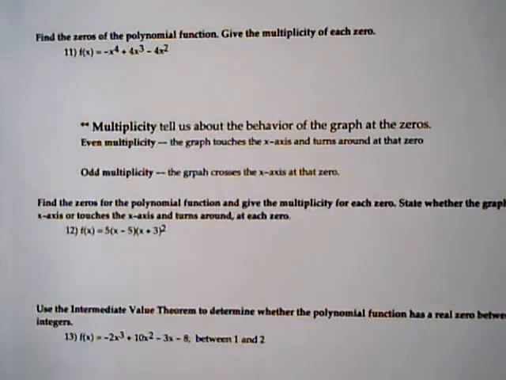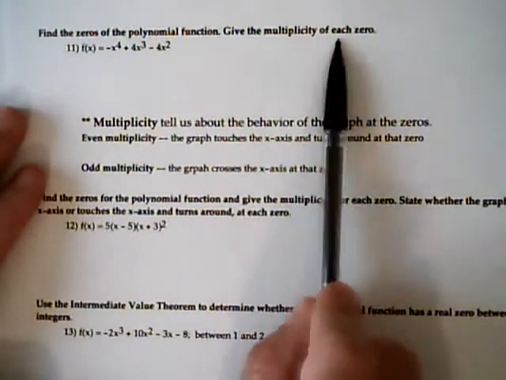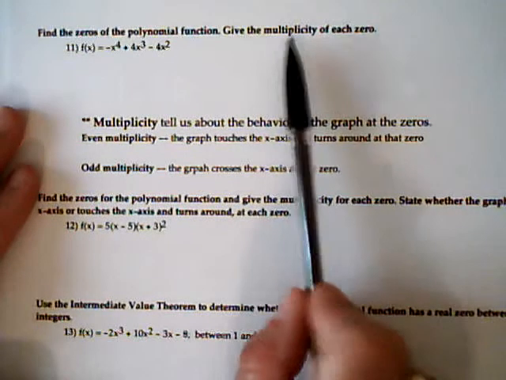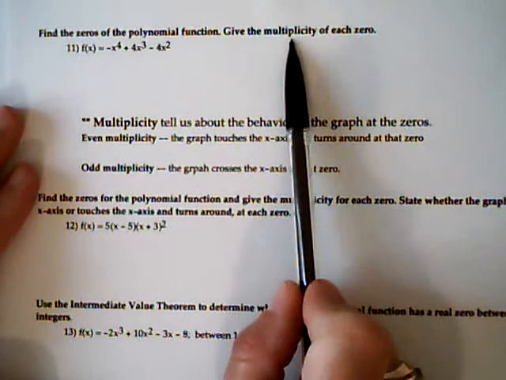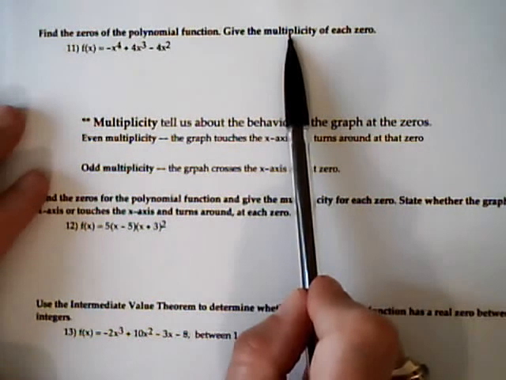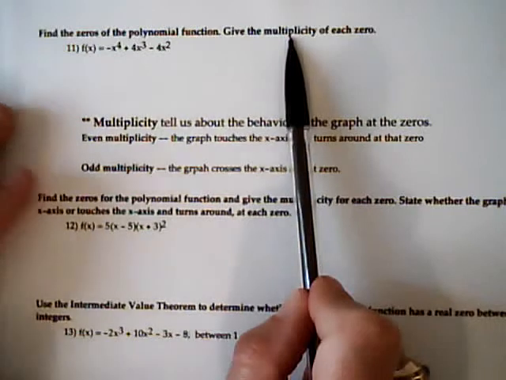Okay, number 11 says to find the zeros of a polynomial function and give the multiplicity of each zero. Remember, the zero is just another word for your x-intercept. Multiplicity is how many times that zero occurs. You could have zeros that are the same.